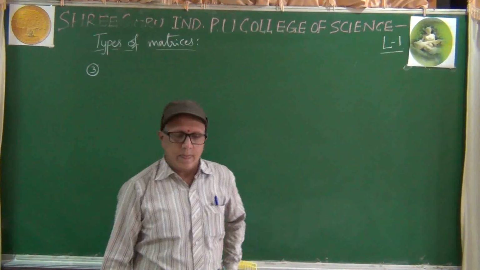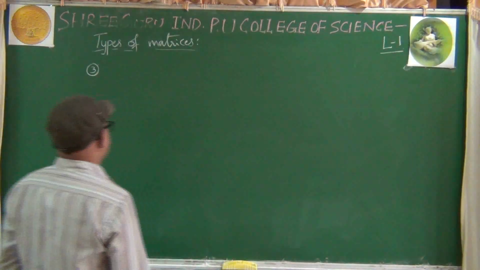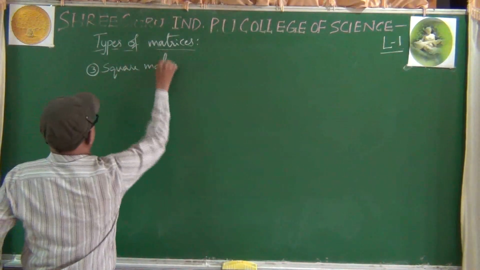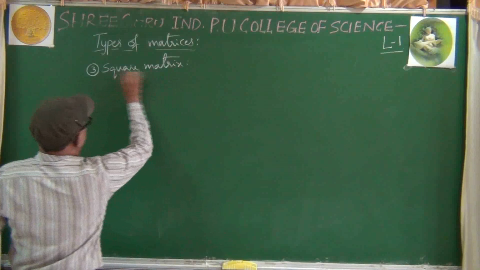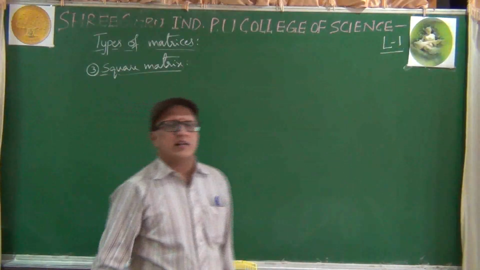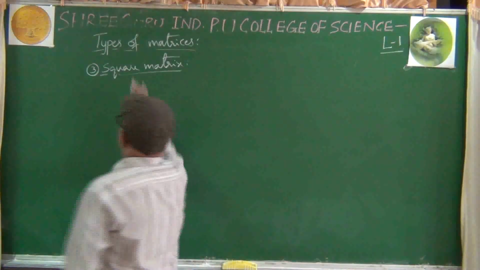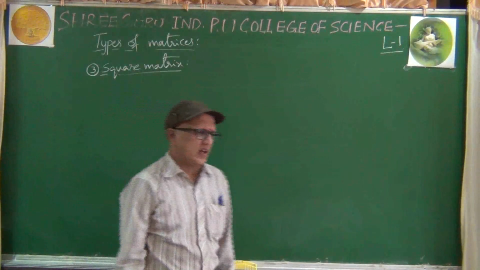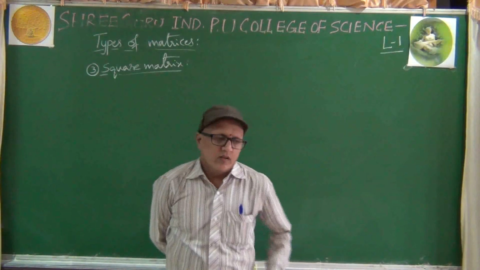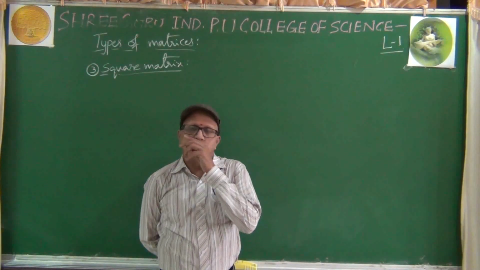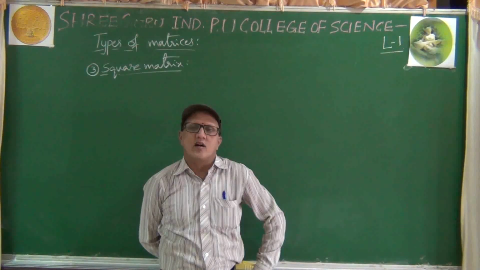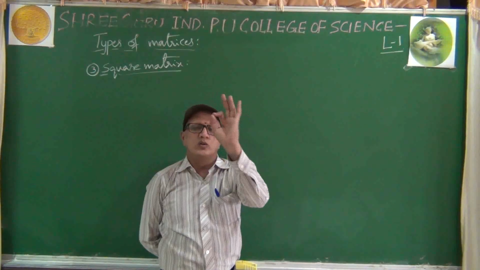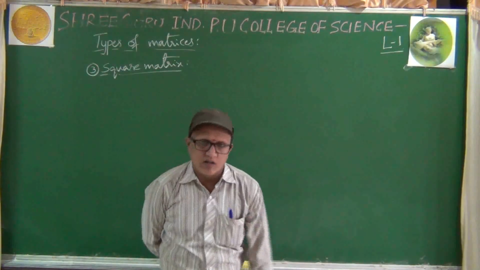Third one, square matrix. Square matrix is very simple. Number of rows and number of columns both should be same, then that matrix is called square matrix.